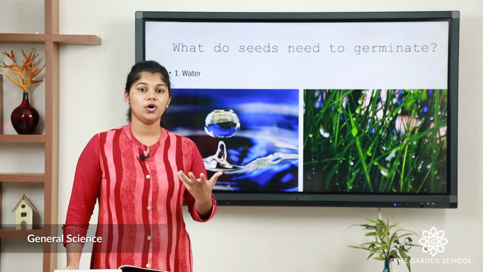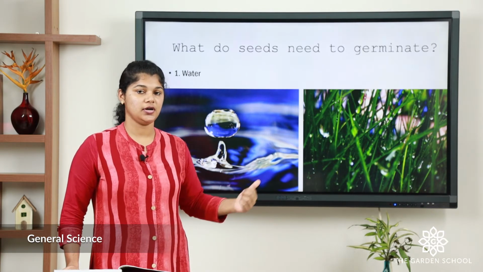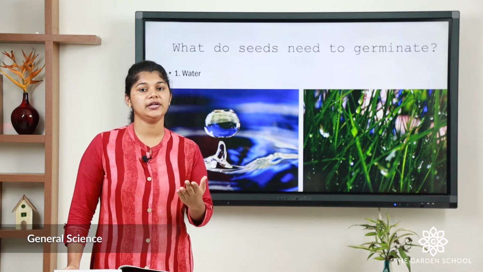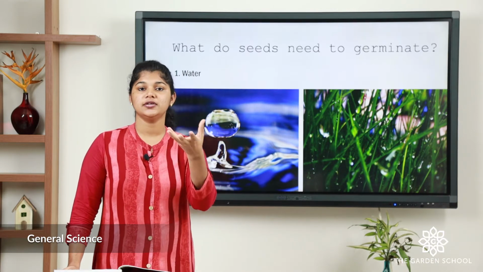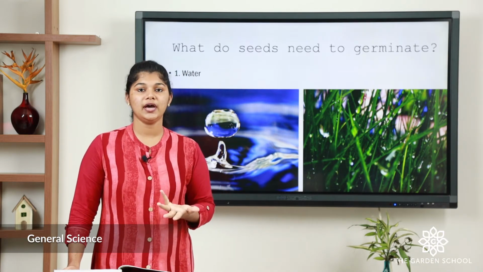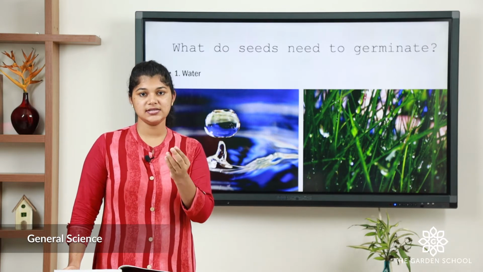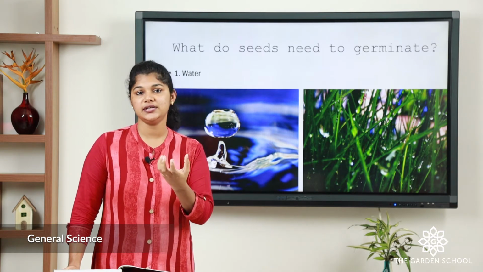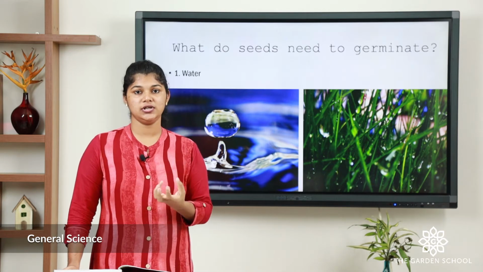So let's see what all the seeds need to germinate. The first one is water. You might have noticed in the rainy season in your garden, small plants growing up. Why do they grow up suddenly? Because the seeds buried under the soil get the necessary level of water when the rain comes, so the seeds start to sprout into seedlings.